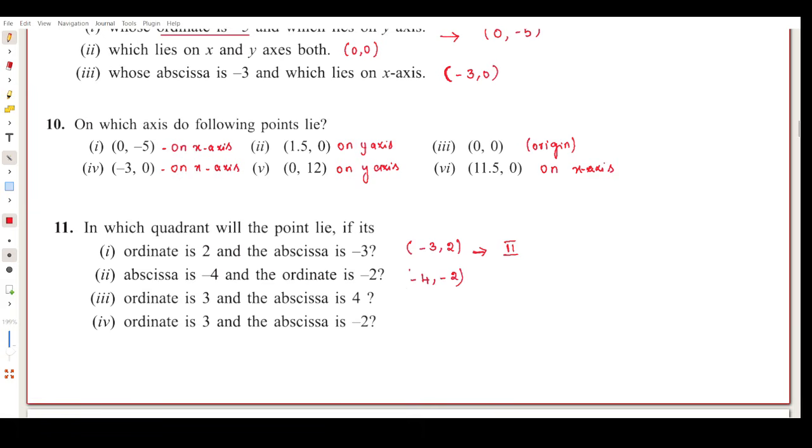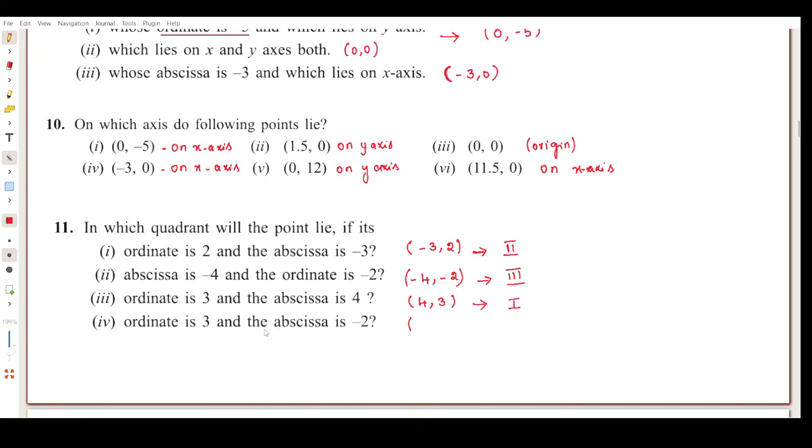Now abscissa is minus 4 and ordinate is minus 2. You must know the other names for x coordinate and y coordinate. Another name for the x coordinate is abscissa. Another name for the y coordinate is ordinate. Now both are minus, which means this belongs to the third quadrant. Next, abscissa is 4 and ordinate is 3. Both are plus, so it will be in the first quadrant.